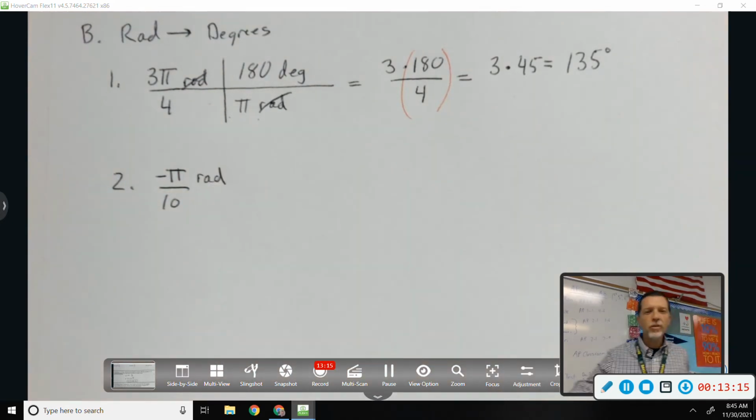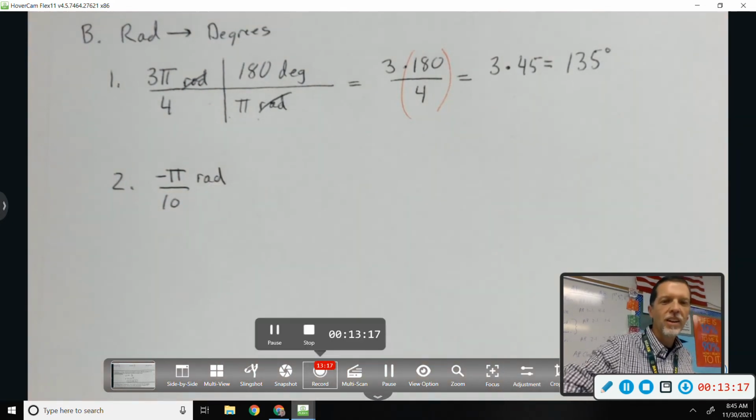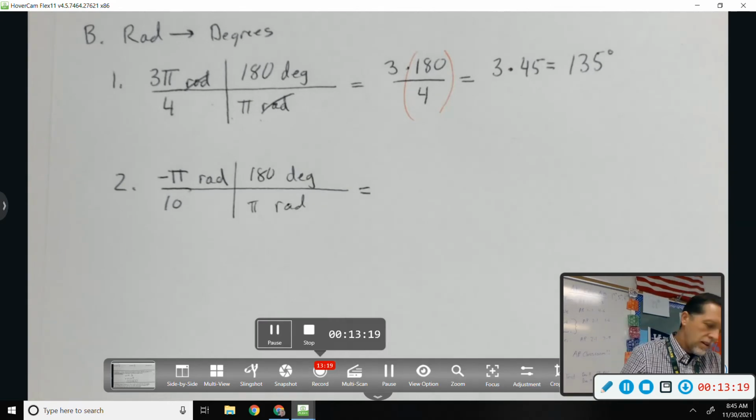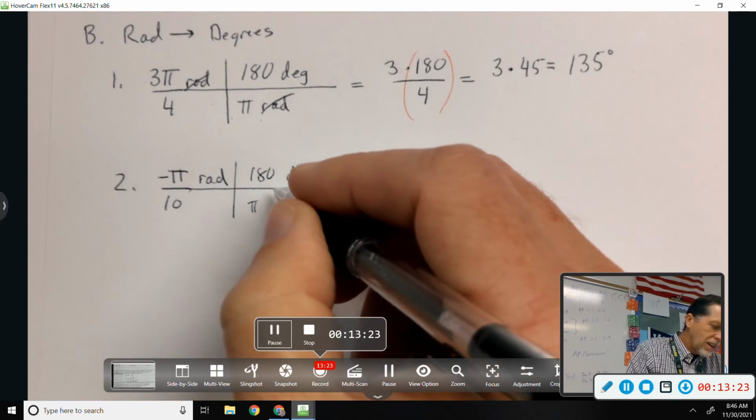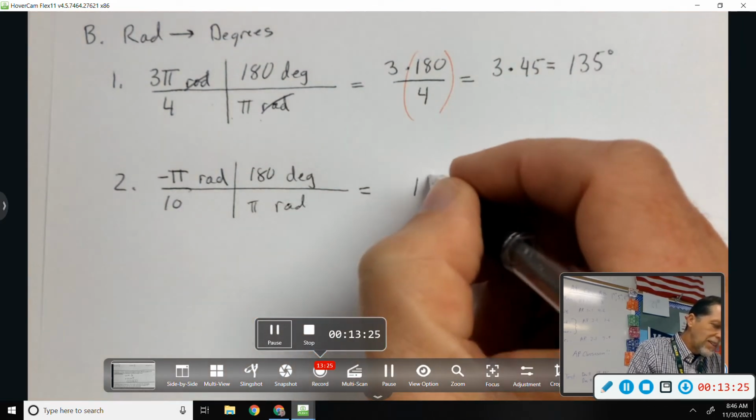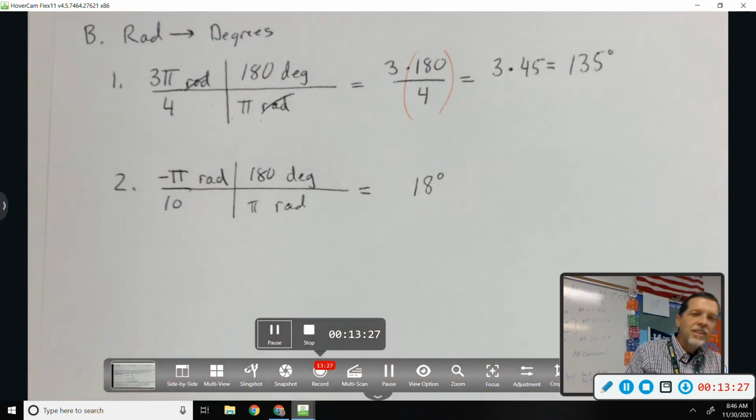Why don't you try this one? Negative pi over 10 radians. Convert that to degrees. Let's see, this one's really easy. The pi's go away. 180 divided by 10 is 18. 18 degrees. What do you think of my answer? It needs a negative.